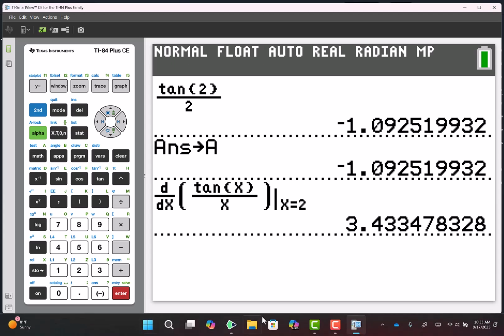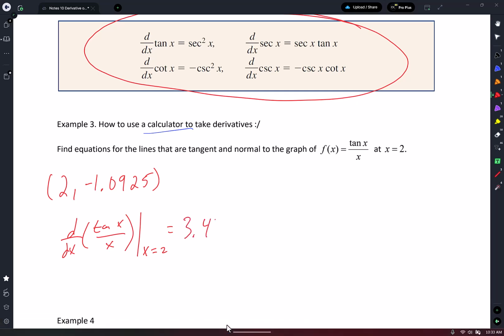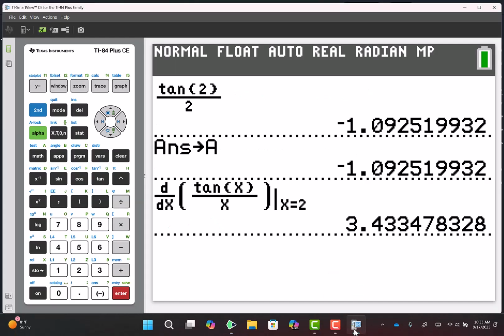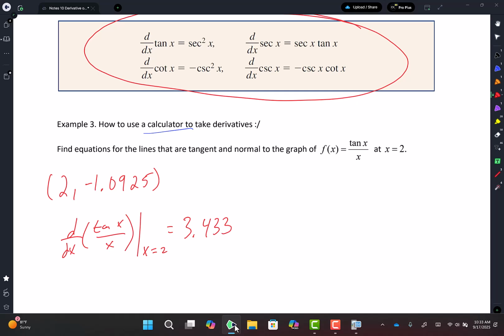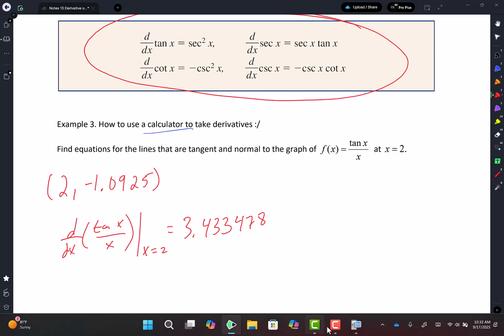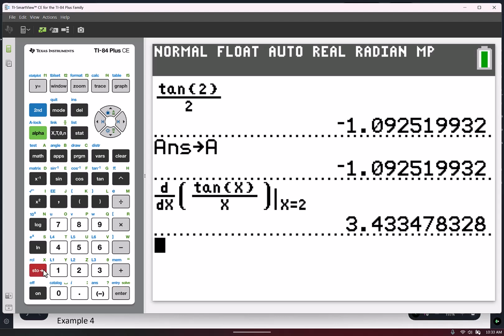3.433. Let me put more digits. 478. What? Okay. I'm going to store that to be on my calculator. Why are you doing that? You're being so extra. I guess you don't have to, because this one's pretty straightforward, but I want to get in good habits here.